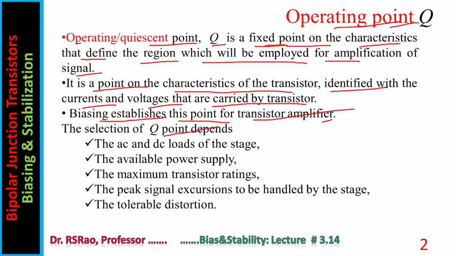The selection of the Q point depends on several factors. They are listed here. The AC and DC loads of the stage, available power supply, maximum transistor ratings, peak signal excursions to be handled by the stage, tolerable distortion. These are all the aspects the design engineer has to take into consideration. He has to keep all these things in his mind while designing the amplifier circuit, especially the biasing circuit.